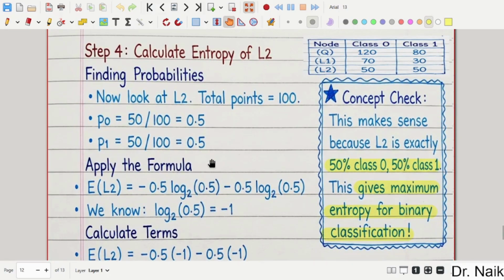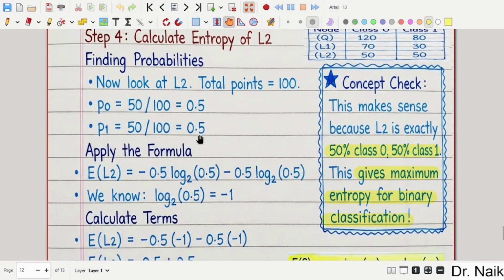Now calculate the entropy for child node L2. So L2 has 50 points with class 0 and 50 points with class 1. So total number of points in L2 is 50 plus 50, which is 100. P0, that is the probability of class 0, is the number of points that belong to class 0 divided by the total number of points in L2. So it is 50 divided by 100, it is 0.5. Now P1, the probability of class 1, is equal to the number of points that belong to class 1 in L2 divided by the total number of points in L2. So it is 50 divided by 100, so it is 0.5.